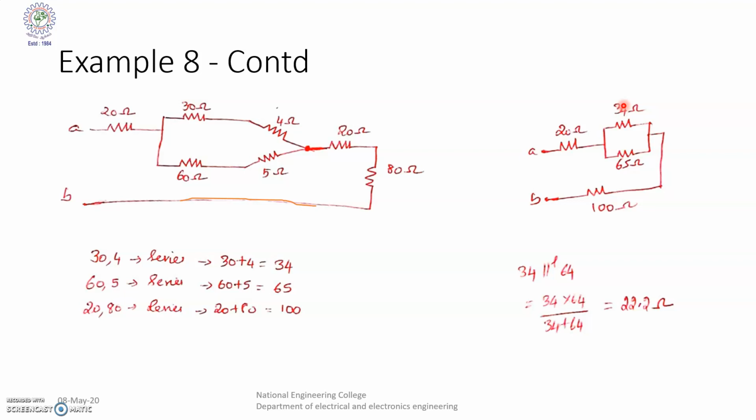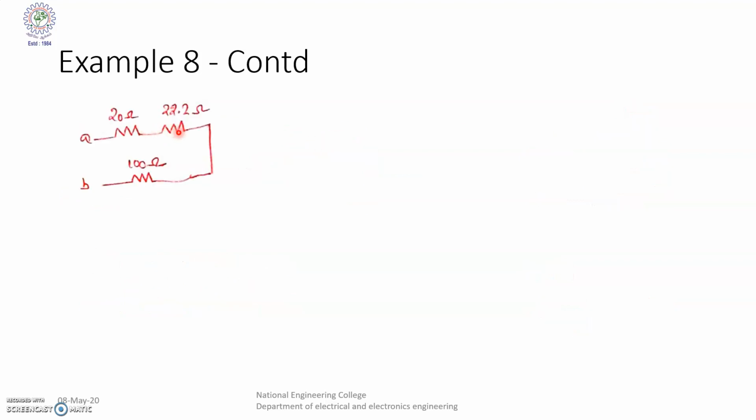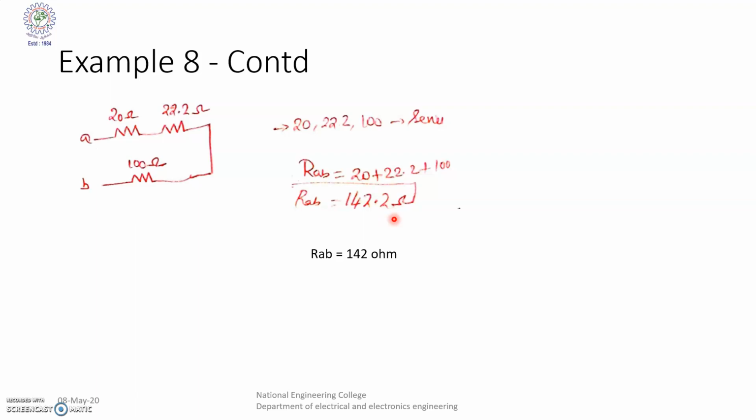Just replace this resistance. So 20, 22.2 and 100. So three resistors are in series. So R equivalent will be sum of the three resistors. So 20 plus 22.2 plus 100. So answer will be 142.2 ohm. So RAB is equal to 142 ohm.